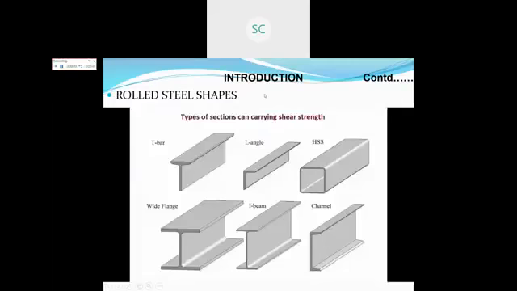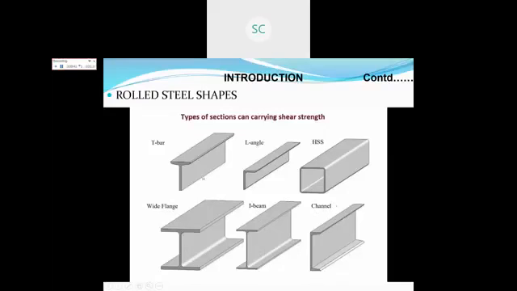After that, we have to see that we are using the Indian Standard IS 800 2007, and our Handbook number 1 for properties of steel rolled sections. So what are the rolled sections? These are the rolled sections. Look at this figure. These are the types of sections that carry shear strength or load: the T bar, L angle, tube, hollow tube, square hollow tube, wide flange I section, I beam, and channel section.